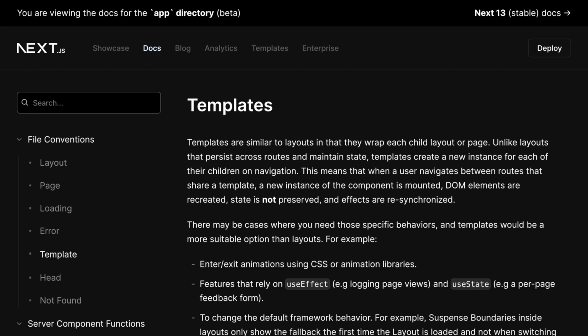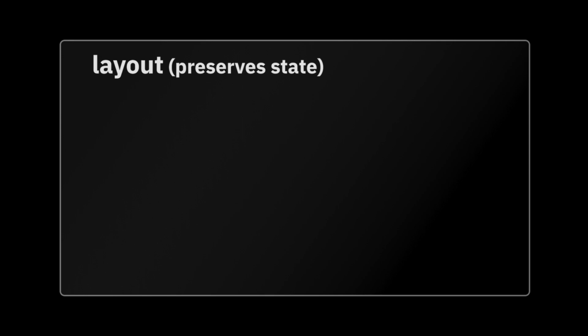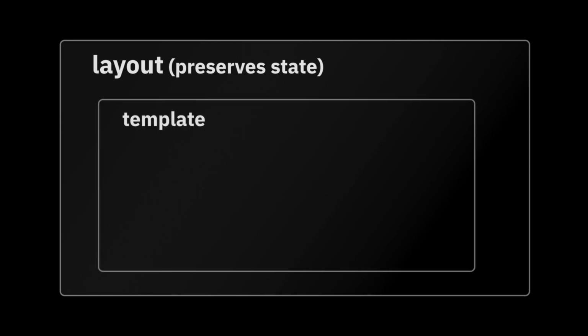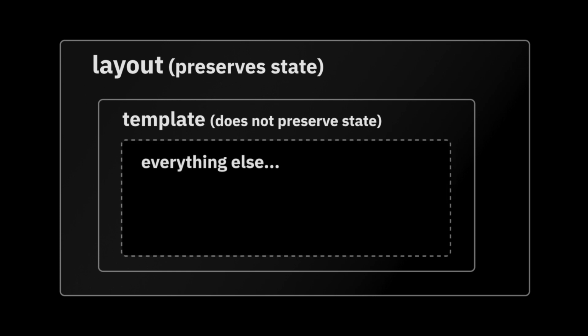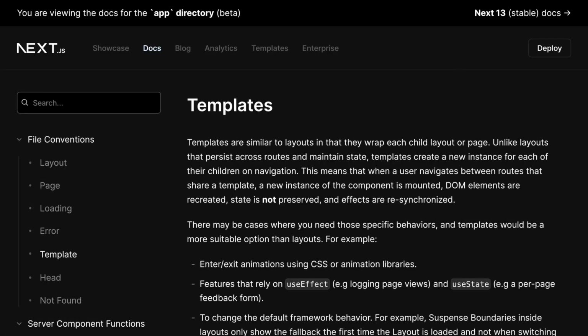You might be curious what's going to happen when you have both layout and template files. Let's take a look. So let's say you have a layout that preserves state. A layout is going to wrap everything, including the template, that doesn't preserve state, and then template is going to wrap everything else. As a new instance of the template component is created whenever a user navigates in our app, we can leverage that to log page views to our API.